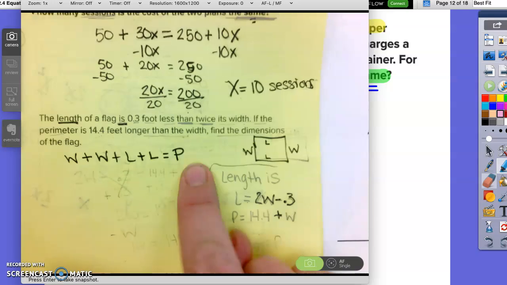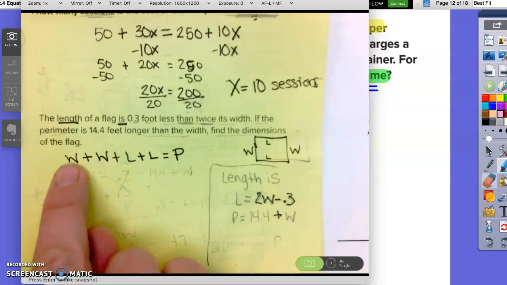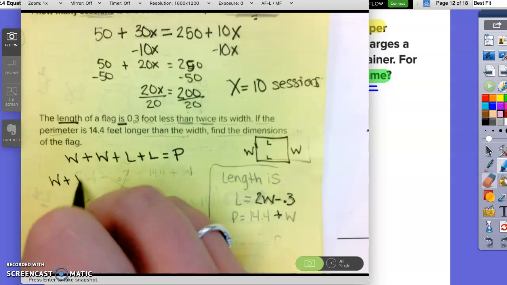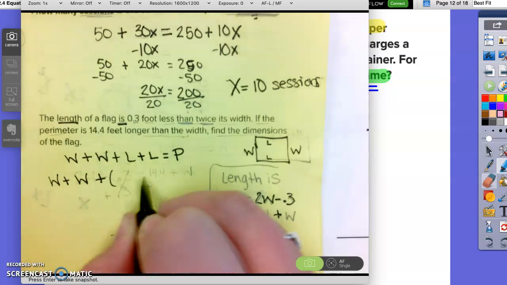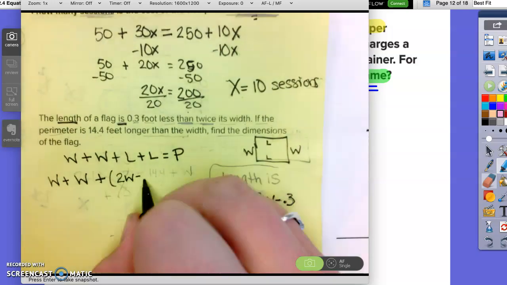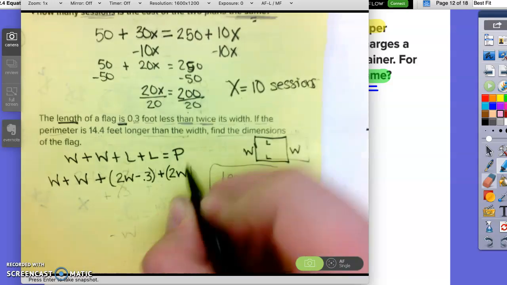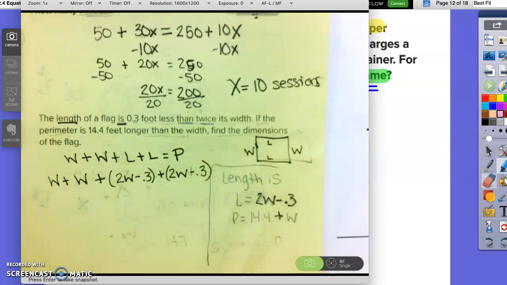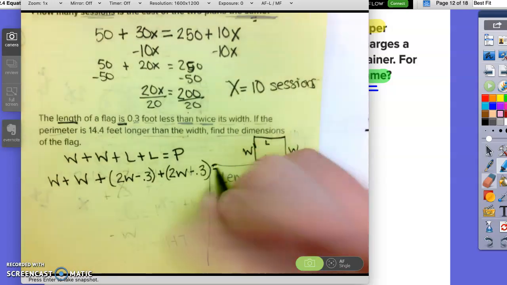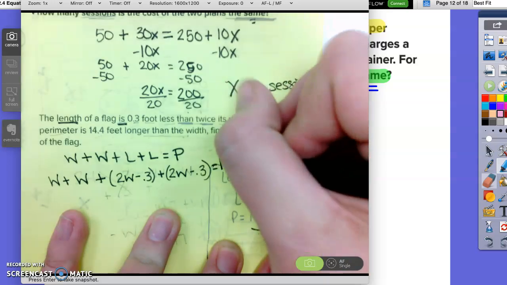So I have a lot of variables right now, but I know what some of them are, so I'm going to put them in there. So each L is going to be, so we have W plus W. I have an L here, so I'm going to put this 2W minus 0.3 plus 2W minus 0.3. And that all is going to equal P, which is right here. So equals, should be right in pen, 14.4 plus W.